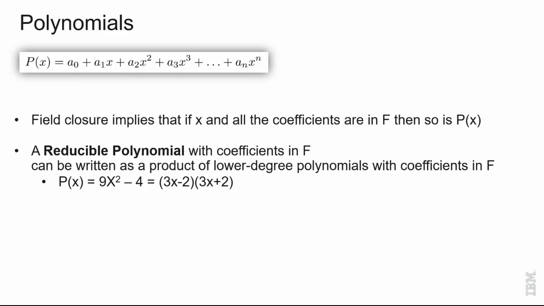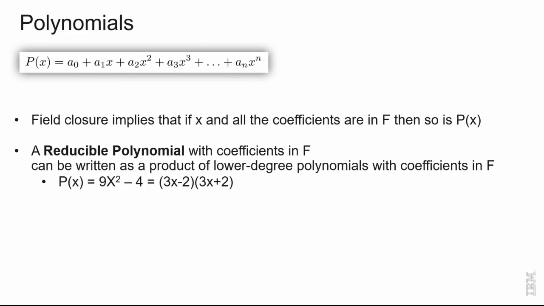In our case, if you have a field, and the field contains both x and all the coefficients of this polynomial, then because of closure, it will turn out that p of x is also part of the field, because we just add and multiply. To compute a polynomial is just adding and multiplying, and adding and multiplying is a closed operation for fields. So if x and the coefficients are there, the result of the polynomial computation will also be there.